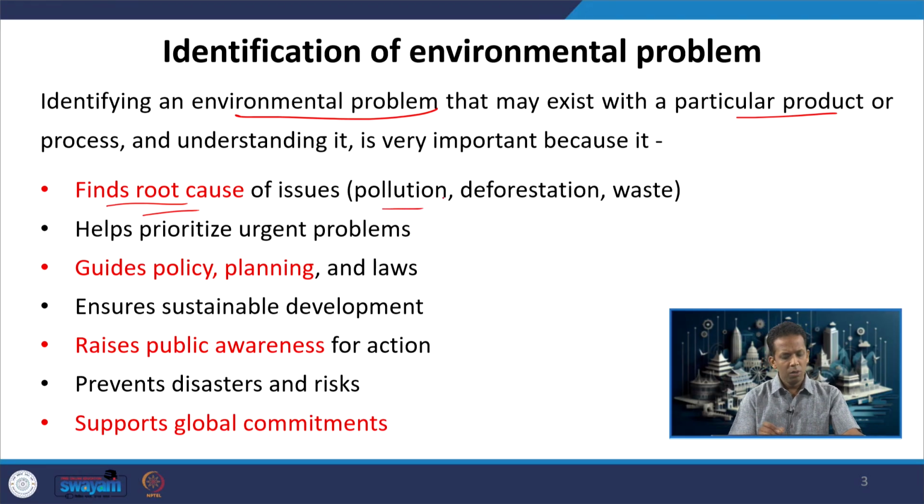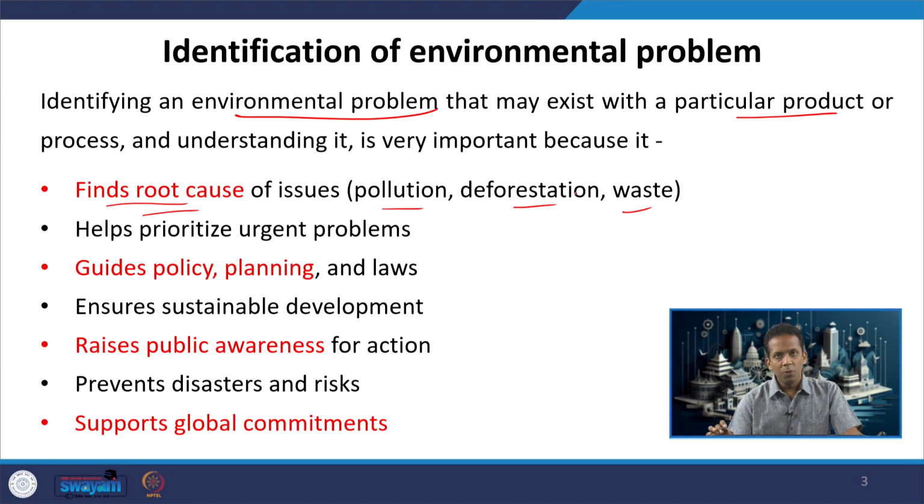So, if we know the environmental problem, it helps to find the root cause of those issues. For example, pollution, deforestation, waste, these themselves can be the issues or problems. Now suppose there is pollution, what is the cause? Is there a leakage? Is there a gas emission from the chimney? Is the burner efficiency going down, so it is not burning the fuel cleanly? Are the waste streams ending up in the environment? Don't we have a waste treatment or effluent treatment plant in the industry? Those things would be the causes for these kinds of issues.